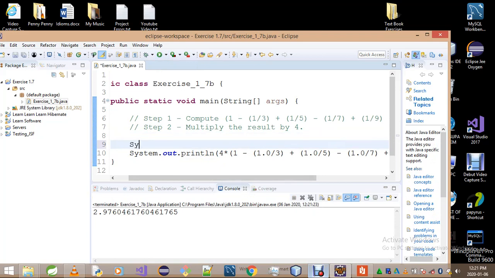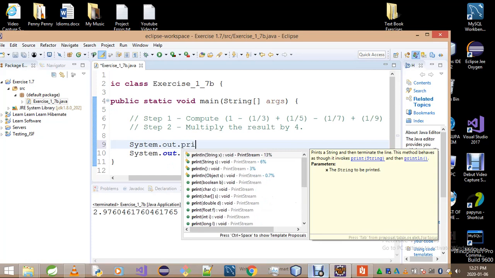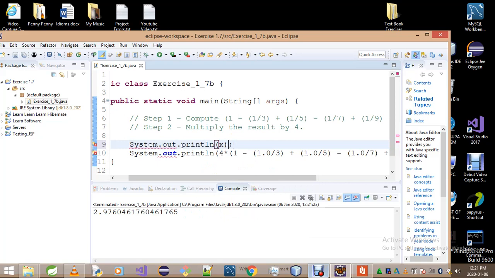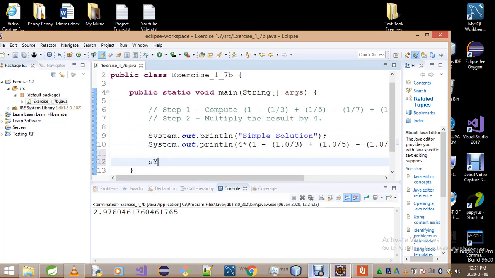For readability, let me do this. Again, you guys, we were not asked to put this, but I am going to put it so that you guys will be able to read this properly. Simple solution. Let's just go System.out.println. Let me just go, better solution.